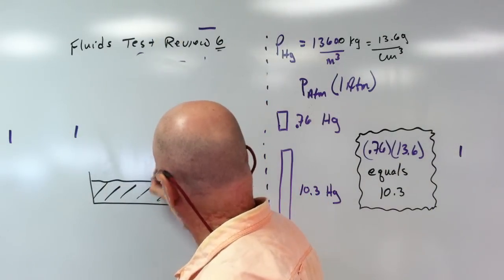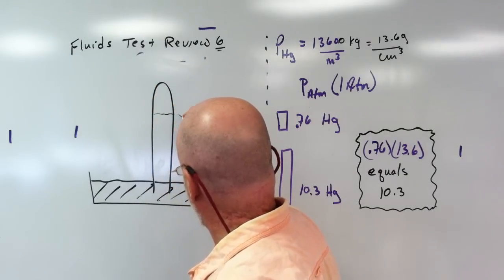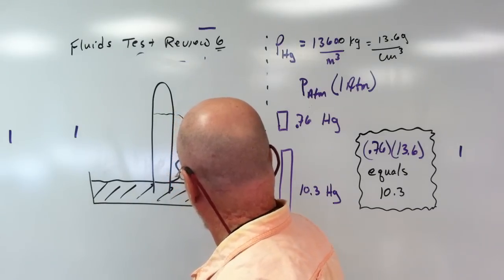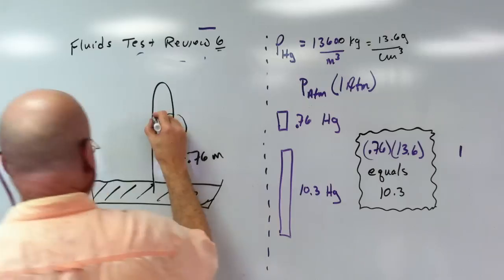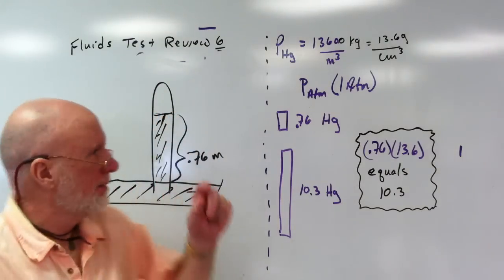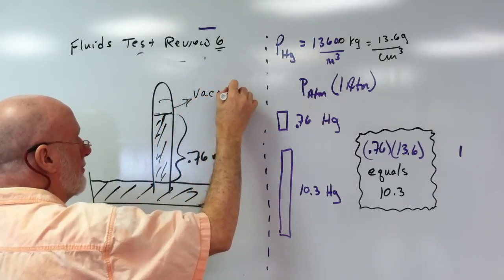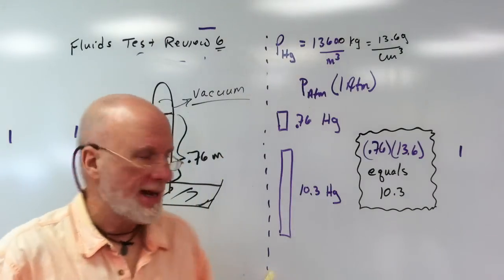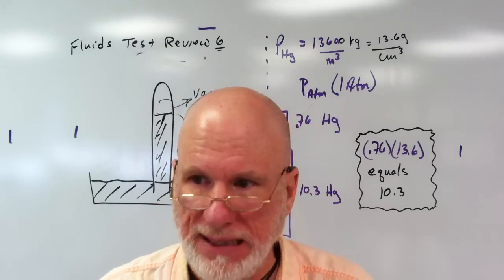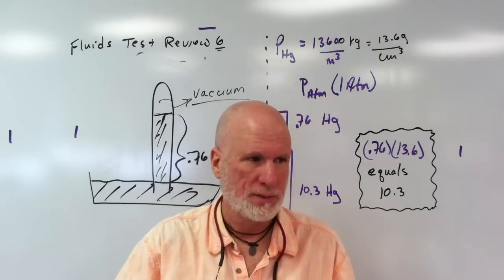it will settle down. This will be a vacuum, and the height of that column will be 0.76 meters. Do you get that? Do you understand what I did? Okay.